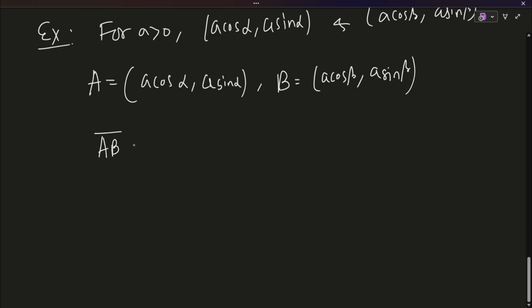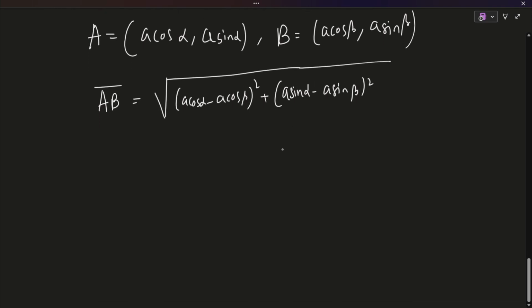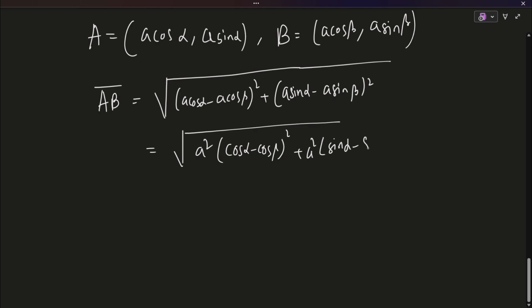Then AB should be equal to the square root of A cos alpha minus A cos beta whole square plus A sin alpha minus A sin beta whole square. Now, what we can do is take A common from inside, and we will get A squared into cos alpha minus cos beta whole squared plus A squared into sin alpha minus sin beta whole squared.